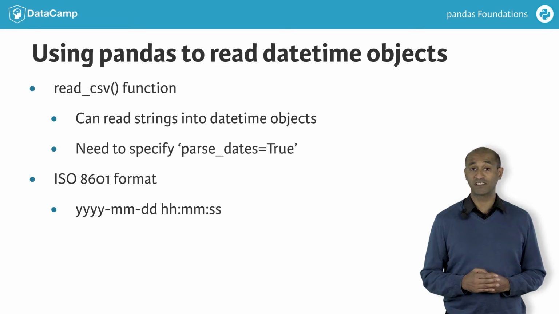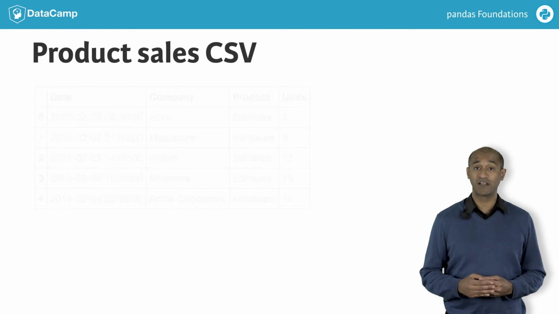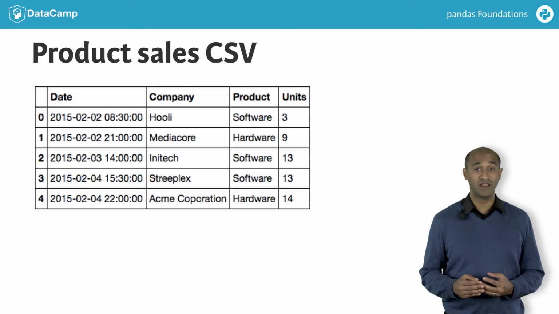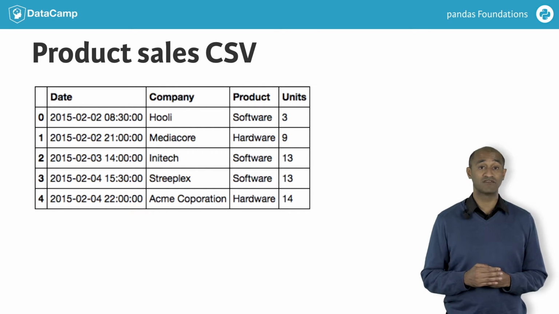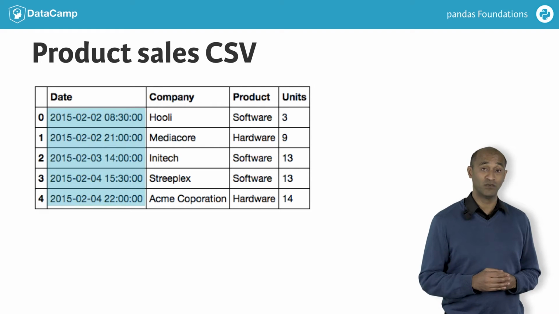read_csv can also flexibly read from many date and time formats. As an example, consider some sales data from a company that sells hardware, software, and service products. This CSV file contains sales records from February 2015. Here are the first 5 rows. We can see that the date columns contain datetime information in ISO 8601 format.